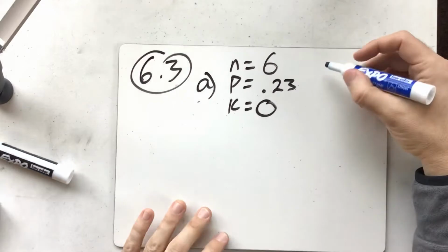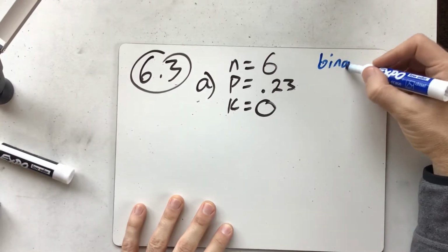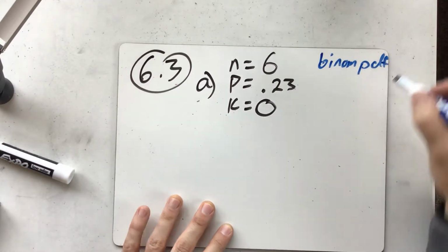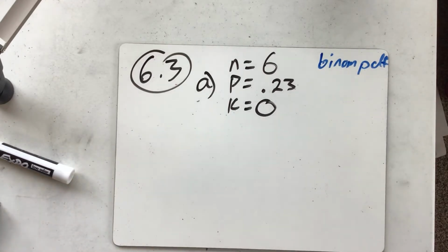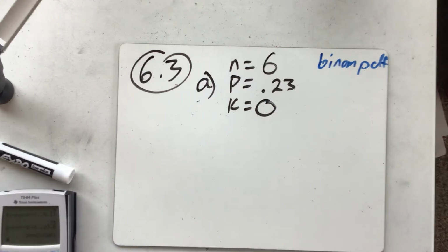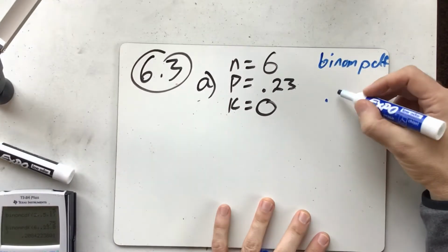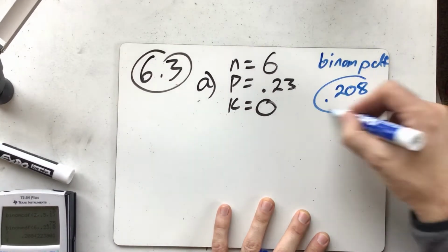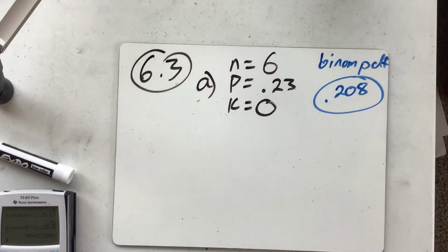So I'm going to go to binomial PDF. The way you can remember, right, is P is just finding a single probability, just one. CDF is cumulative, so it's adding up all those probabilities together. So I'm going to type that in my calculator, and I'm going to put 6, comma, 0.23, comma, 0. Again, you may have a menu to hit enter. And when that works out, I got 0.208 for this answer. So about a 20% chance of not scoring a goal.